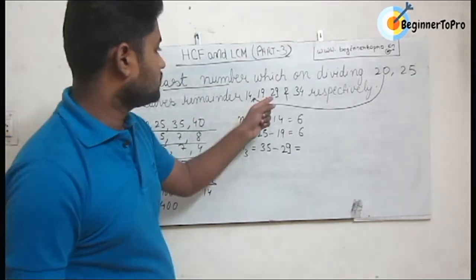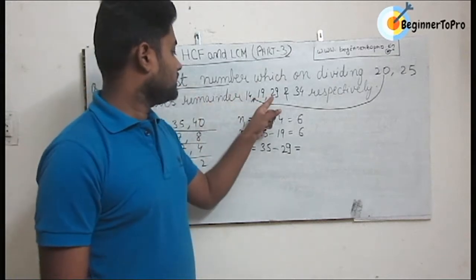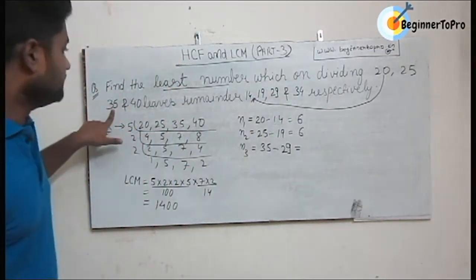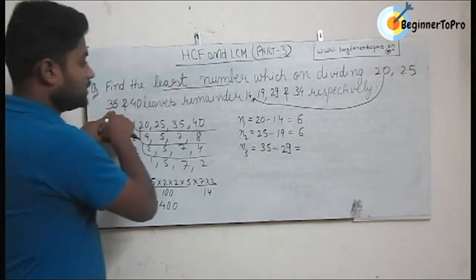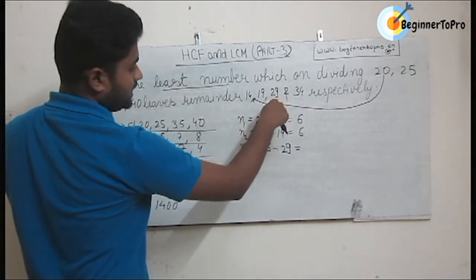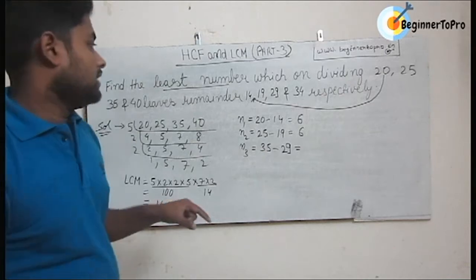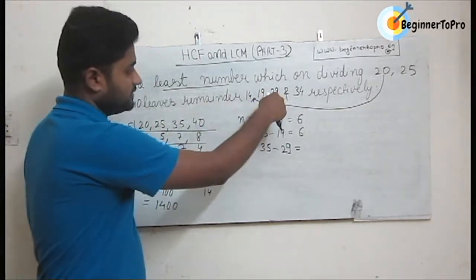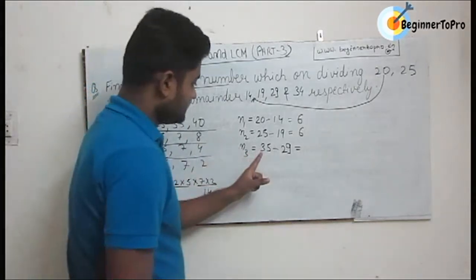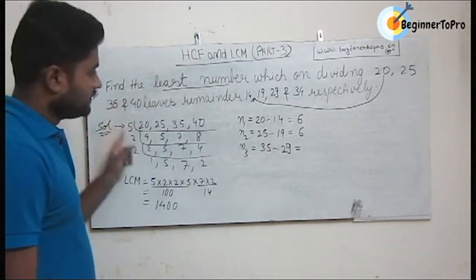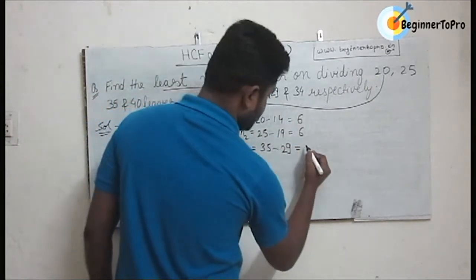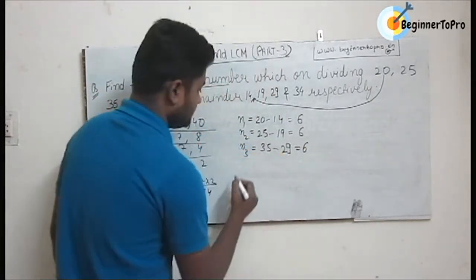Sorry, because the question was wrong. For the number 35, its corresponding remainder was 29, not 21. Initially, I had written 21, but it was wrong. 29 is the right one. So we will subtract the number 35 with its corresponding remainder, which is 29. The result will be 6.